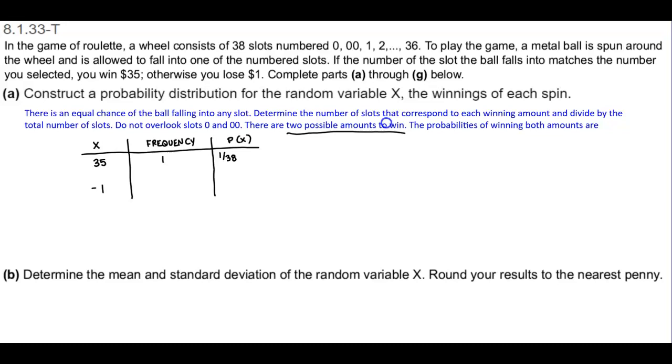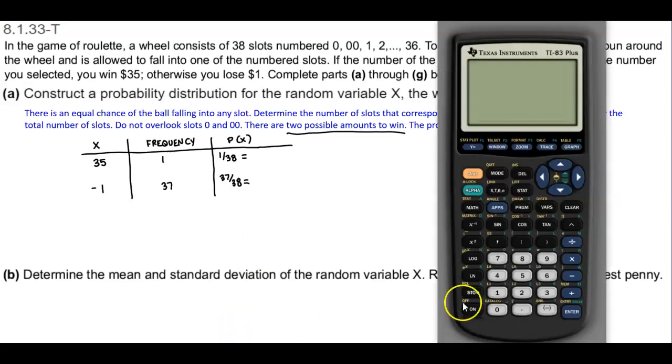Okay, and then we want to figure out what that probability is. Now, how many chances can you get -1? Well, -1 means that out of all the other possibilities, you can get 37. So that's going to be 37 divided by 38 for the probability. Okay, so let's go ahead and find that probability. If we take 1 and divide that by 38, we're going to round it to 4 decimal places, 0.0263.